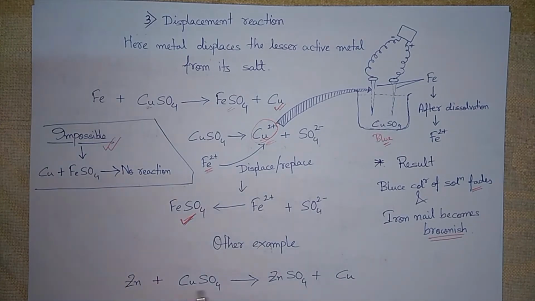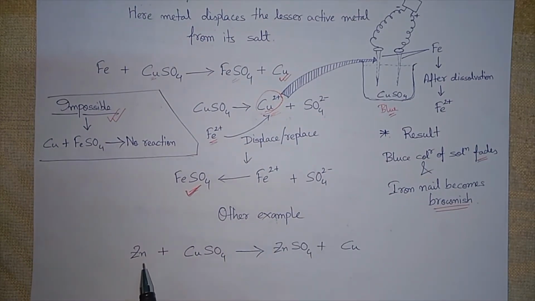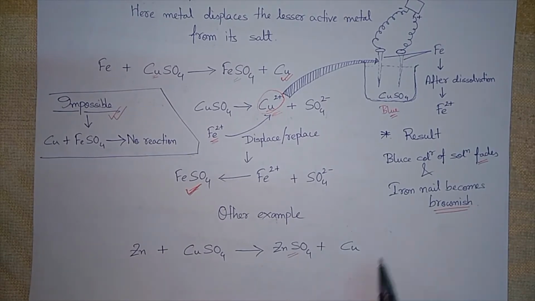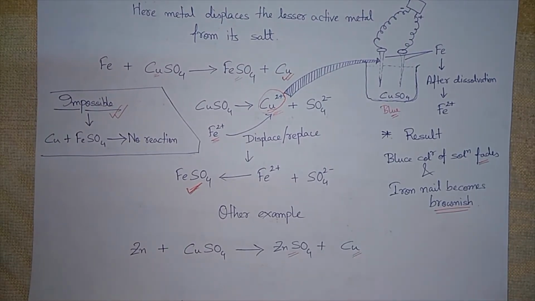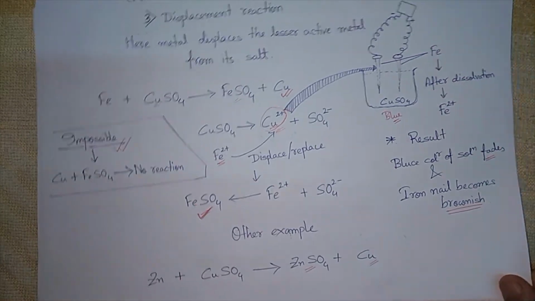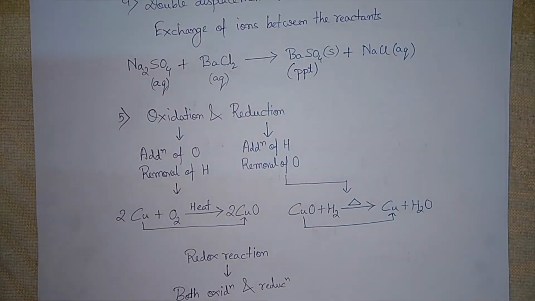Another example is this one. Zinc is more active than copper. So zinc has the ability to displace copper from its solution and forms a new solution, zinc sulfate, displacing the copper. So after displacement reaction, we can proceed next.